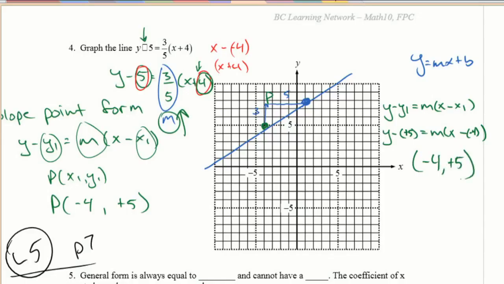I have the slope, and I can go from there. That's the tricky part of slope-point form, figuring out what that point is, because we have to watch our signs. Think of what the general form looks like. I did this over here as well, and then go from there.